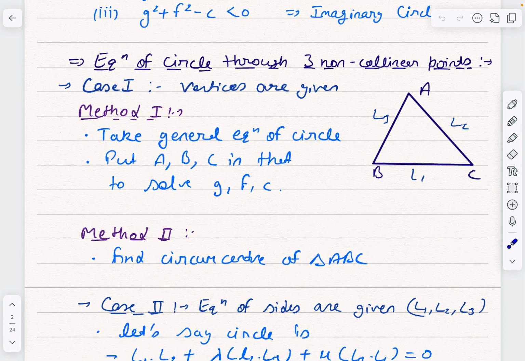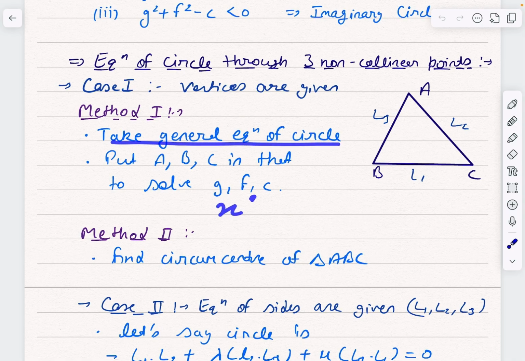How do you find the equation of a circle through three non-collinear points? So if we have, let us say, A, B, C, three non-collinear points, you can join them to make a triangle also. How do you find the equation of the circle passing through A, B, and C? We have various methods here. Let us say first case, vertices are given, the coordinates of A, B, C are given. The first method is just take the general equation of a circle.